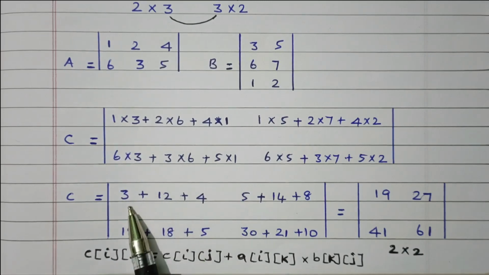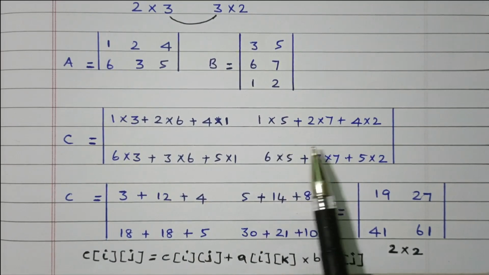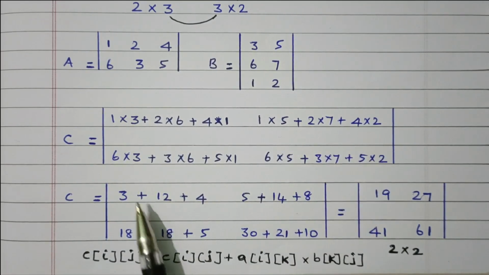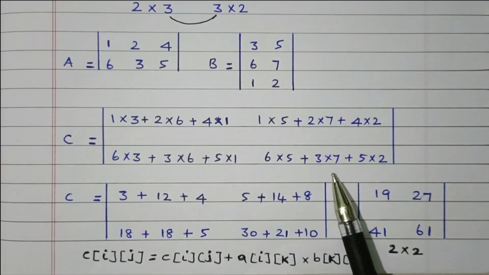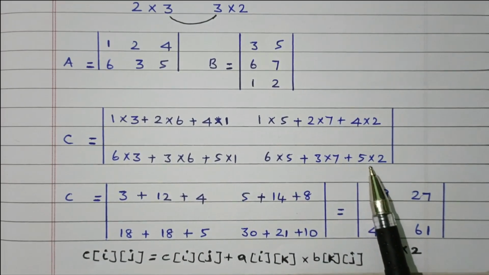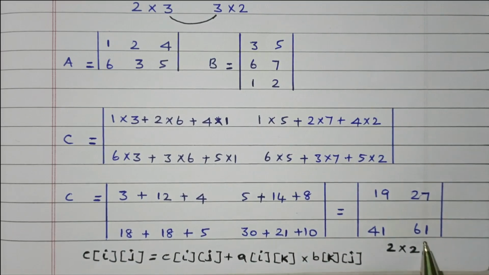So 1 into 3 is 3, 2 into 6 is 12, 4. This 5, 14, 8, 18, 18, 5, 30, 21 and 10. These three are added. 3 plus 12 plus 4, 19. 5 plus 14 plus 8, 27. 18 plus 18 plus 5, 41. 30 plus 21 plus 10, 61.